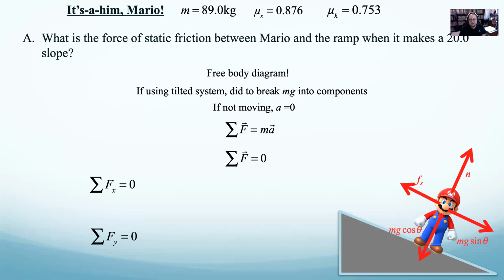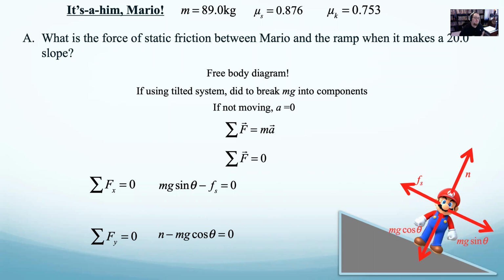So one of you guys, what's my equation in X? mg sine of theta minus f sub s equals 0. Yep. How about in Y? No, I said how about the Y equation? Oh, Y would be N minus mg cosine of theta. Correct. And we can use this to solve.